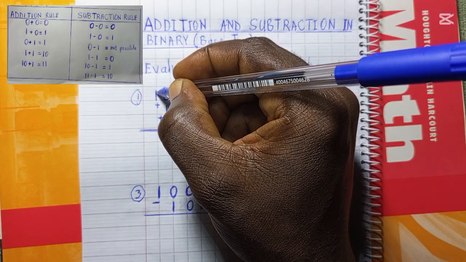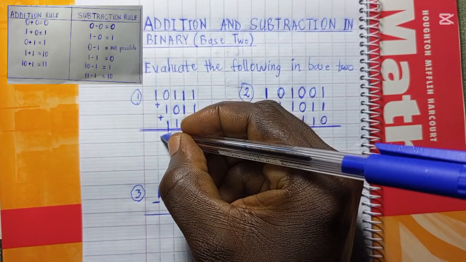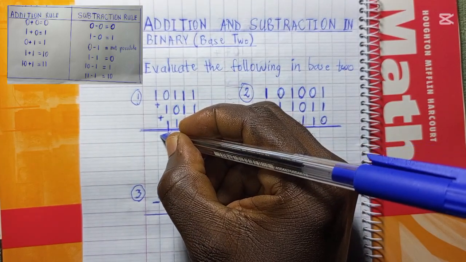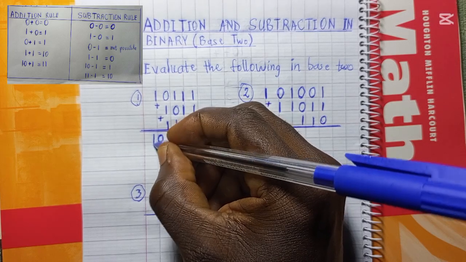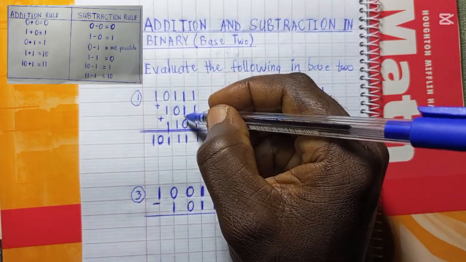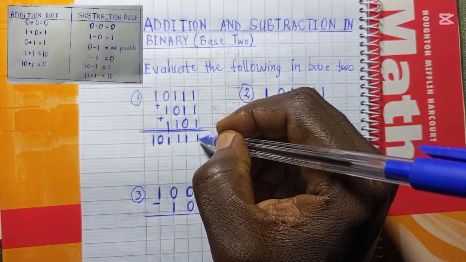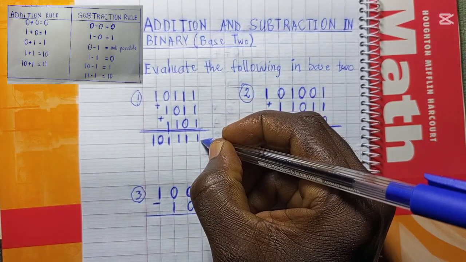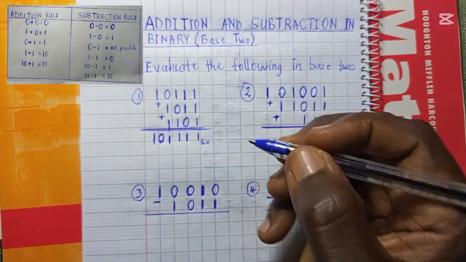1 plus 1, that is 10. So I'll write down my 10 here. First of all, I'll write down 0, then put down 1, that is 10. So this value plus this is what? 10111 base 2.